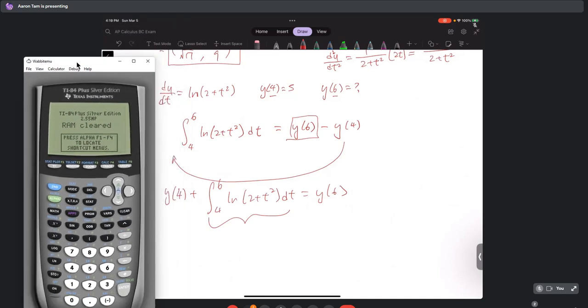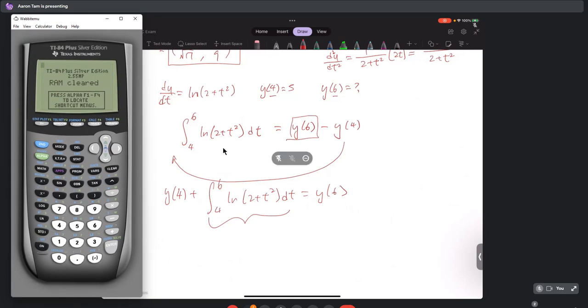Okay. There you go. Now it's perfect. So now all I have to do is just use my calculator to integrate this. And since I already know what y of 4 is, because y of 4 is 5, I'm going to say this is 5 plus, and I'm going to clear this out. I'm going to set up my integral.